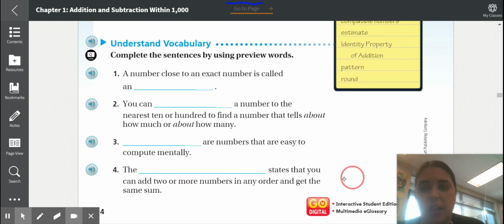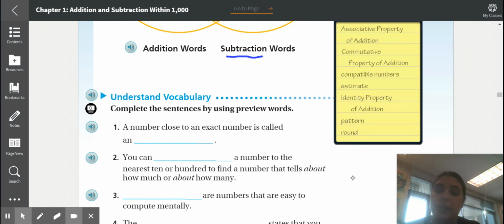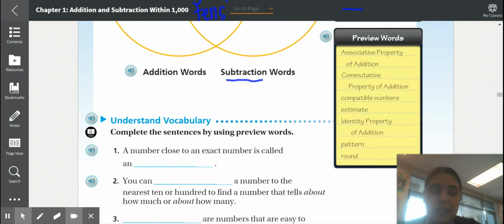And this next section of vocabulary are words that we are going to use this chapter and this year. So some of these words you may have not heard before, and that's okay because we're going to learn about them. So the instructions say, complete the sentences by using the preview words. And preview means words that we haven't seen, but we're just viewing them before we really learn about them. So if you don't know these, that's okay.